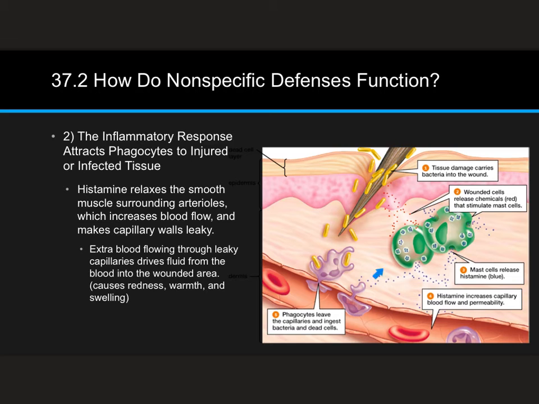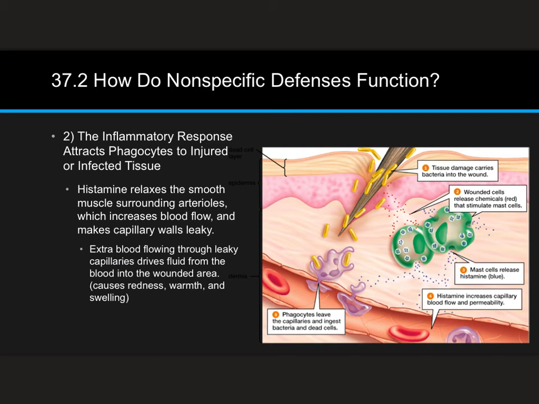So histamine is going to soften up this tissue, allow for more blood flow, get those phagocytes, and it's going to open up some holes in the capillary walls, the arterial walls, and allow those phagocytes to come over and try to make sure that any bacteria coming in from that wound is going to be killed. Okay, so why does this result in pain and inflammation? What does that actually do?